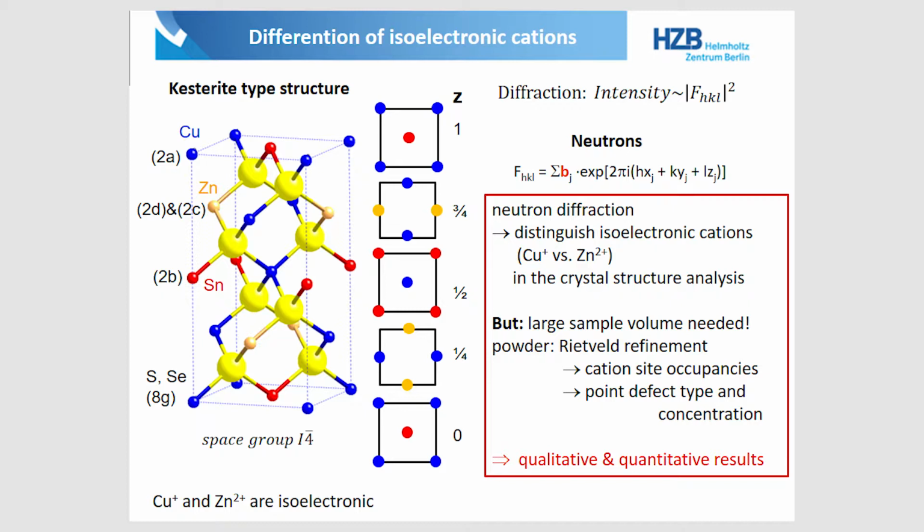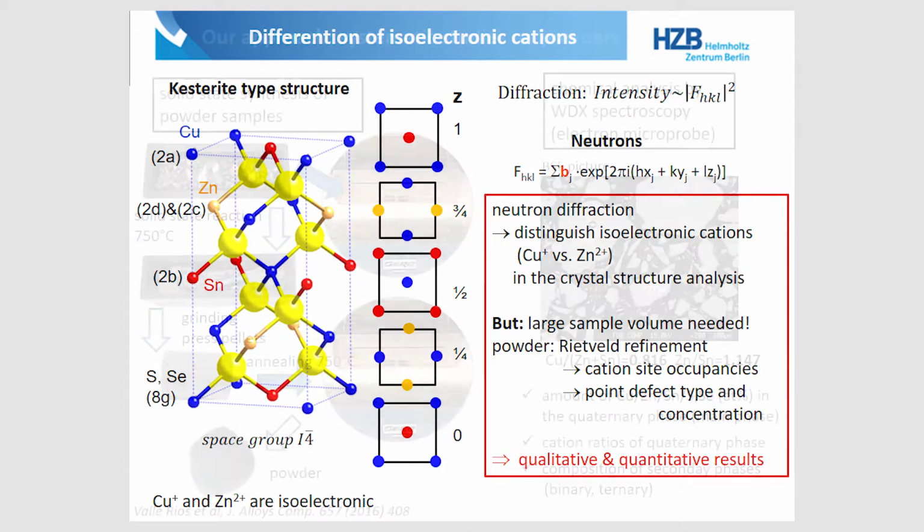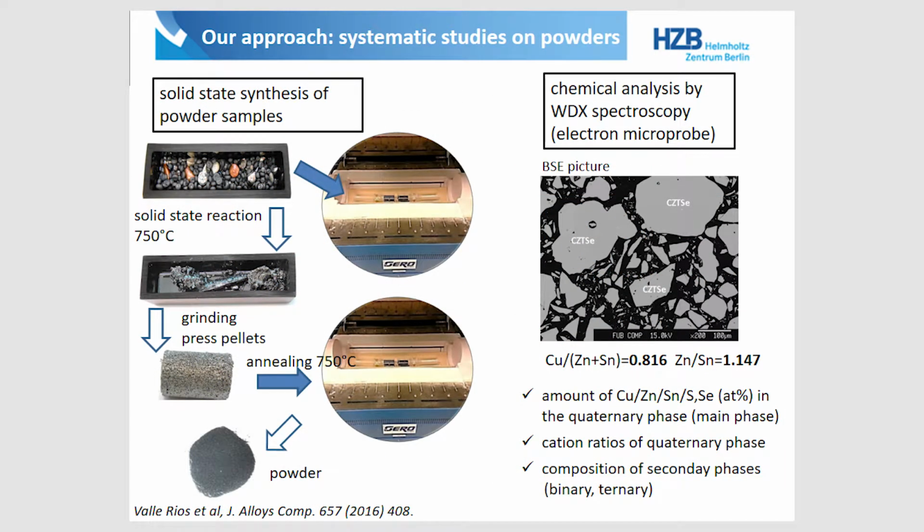But for this, you need a large sample volume if you would like to do neutron diffraction. And then you get powder data, and we do Rietveld refinement, from which we get the cation site occupancies. From this, we deduce the point defect type and concentration. So it's a qualitative and quantitative result on the point defects which we get. But we need a large sample volume, so we cannot do this on thin films. We synthesize powders by a solid-state reaction, which is shown briefly here.